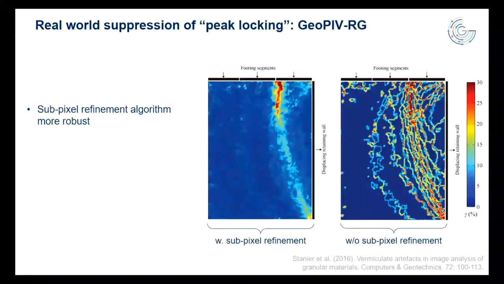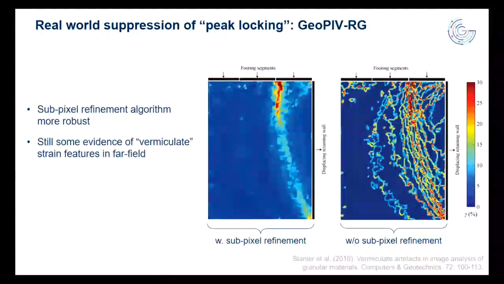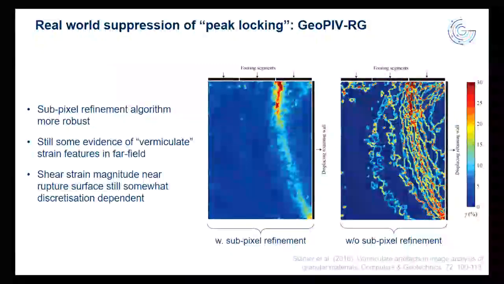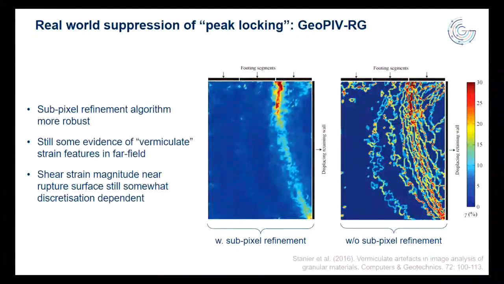So in conclusion, the subpixel refinement algorithm is more robust. As I said, there's a little bit of evidence of the existence of those features in the far field, but it's mostly disappeared.